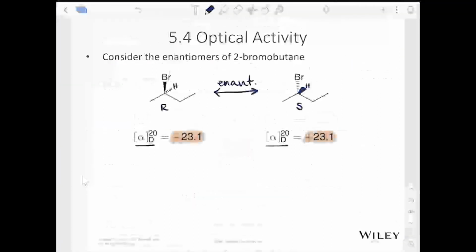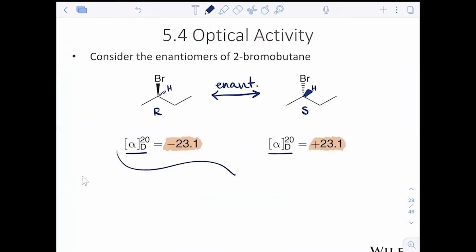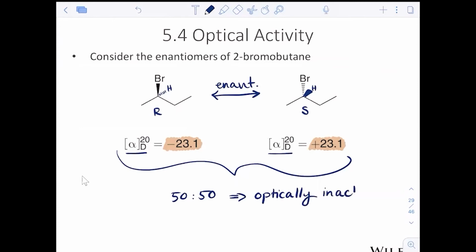So if we had these two compounds together, let's pretend that we had a 50-50 mixture. This mixture would be optically inactive because half of the compounds were rotating in the negative 23.1 degrees, and half of the compounds are rotating back to the positive 23.1 degrees. So a racemic mixture is a perfect 50-50 mixture of enantiomers, and it is optically inactive.